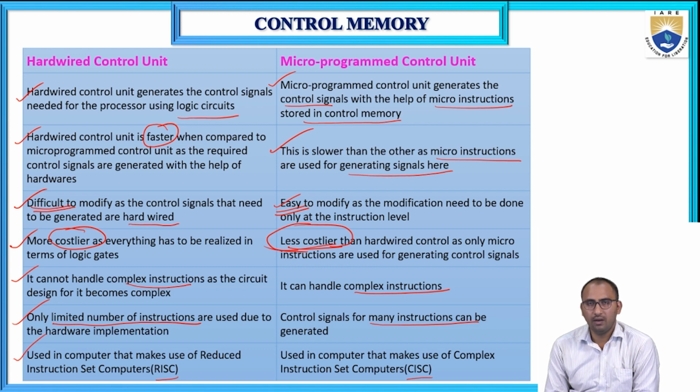So in this lecture we have discussed the control memory and various ways to implement the control unit. We have seen two ways to implement the control unit, that are the hardware control unit and the microprogrammed control unit. We have seen each operation, and also discussed the differences between the hardware control unit and the microprogrammed control unit.